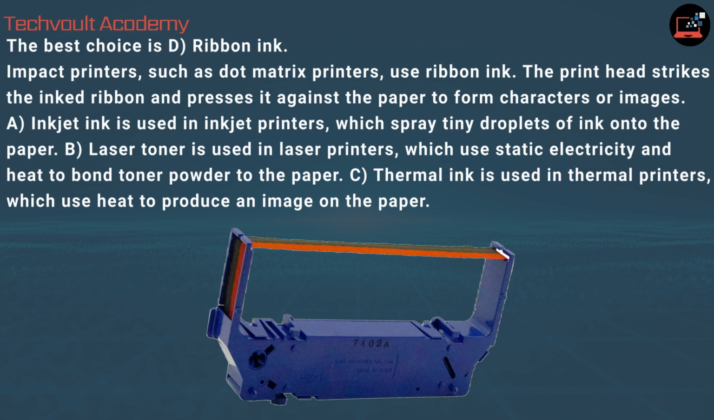A. Inkjet ink is used in inkjet printers, which spray tiny droplets of ink onto the paper. B. Laser toner is used in laser printers, which use static electricity and heat to bond toner powder to the paper. C. Thermal ink is used in thermal printers, which use heat to produce an image on the paper.